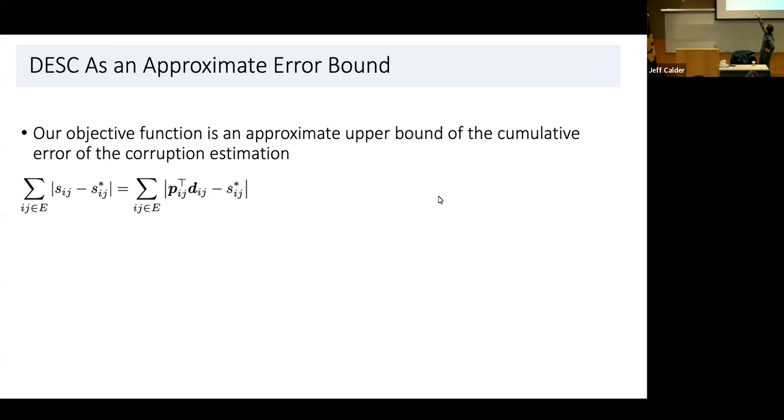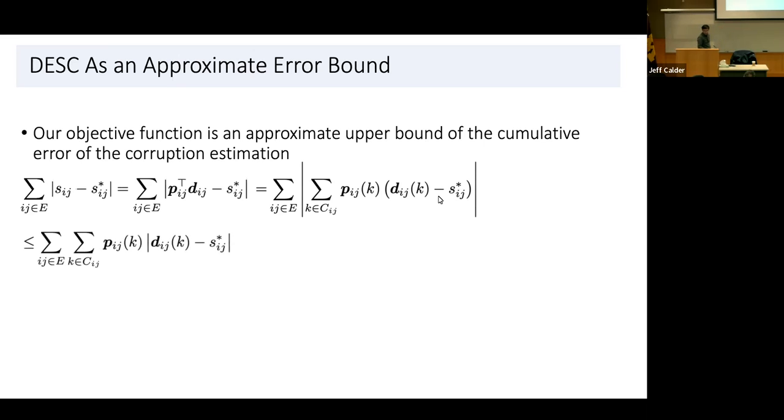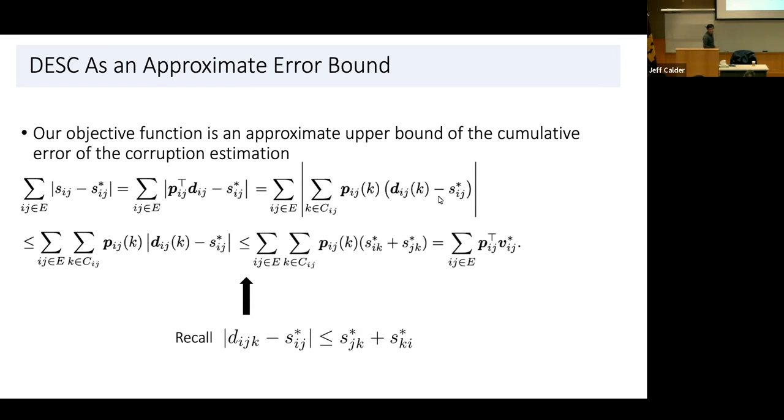Of course, in the first term, you really don't know what Sij star is. You don't have access to it. But what you can do is replace this Sij by the definition in my constraint, right? It's just the inner product between Pij transpose and Dij. And I can pull out each Pijk, because the Pijk sum up to 1. So I can combine the Dij with Sij star together. And then I can put the absolute value inside the sum. And now I use our k-lemma. And this gives us a relaxed, an approximate version of our objective function. But we don't know what Vij star is. So we have to switch the Vij star to Vij as a new variable.